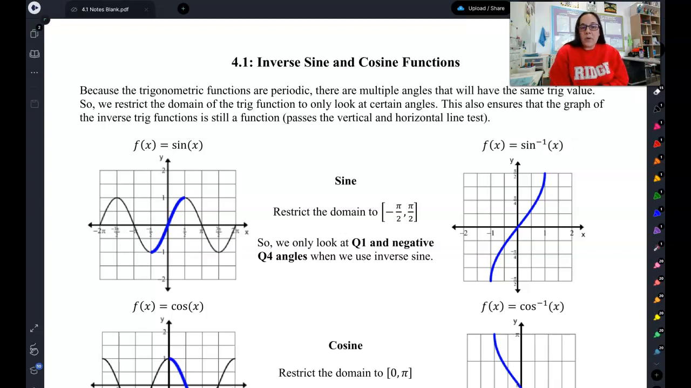In this chapter, we're going to introduce the inverse trig functions. So we've talked about sine, cosine, tangent, cosecant, secant, cotangent. Now let's talk about their inverses.